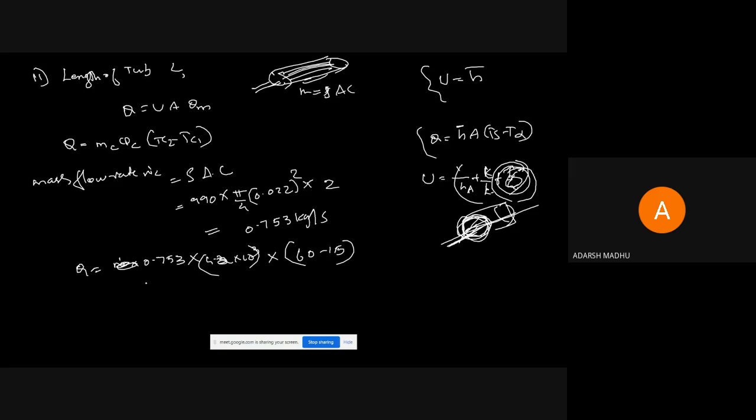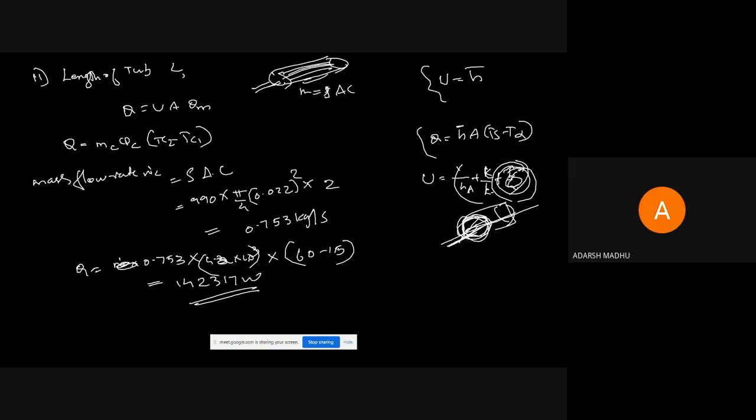So the total value for this Q is 142317 watt. Sorry, not 14,000, it is 142,370. 142317 watt is the Q value. So the Q value is found, and next we find the U value.